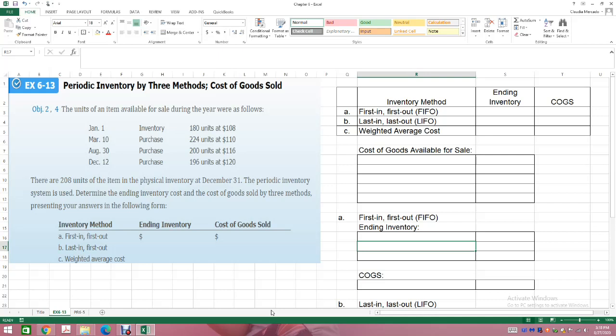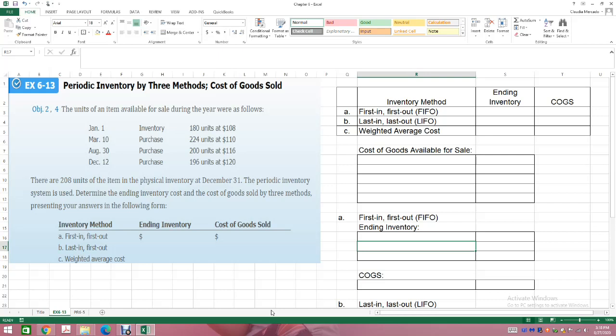Then we purchased some more items on March the 10th. We purchased 224 units at $110. Then on August the 30th, we purchased an additional 200 units at $116. And then finally on December the 12th, we purchased 196 units at $120.